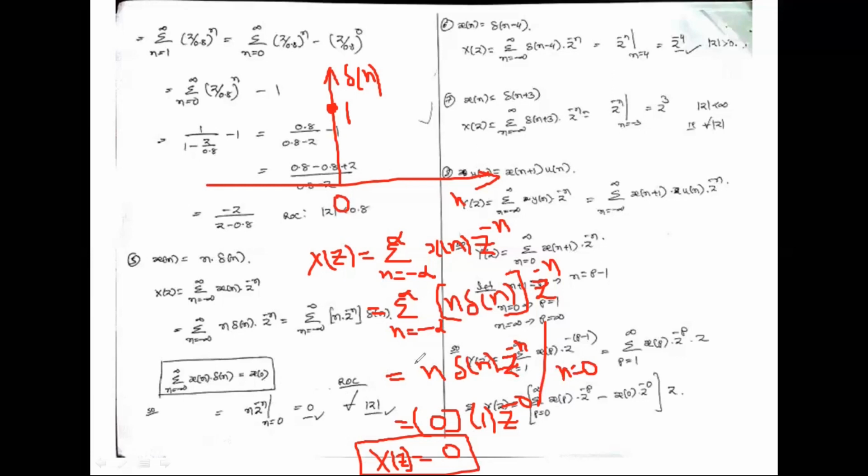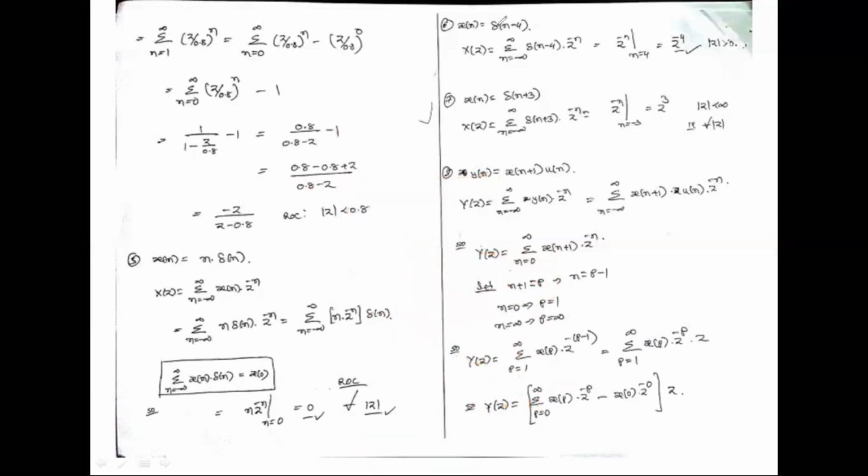If it is delta of n, the value is 1 because there is no n multiplied. X of n is equal to delta of n. So the transformation becomes 1. It is also a finite value only. Here also the ROC is the entire z plane. Got it?